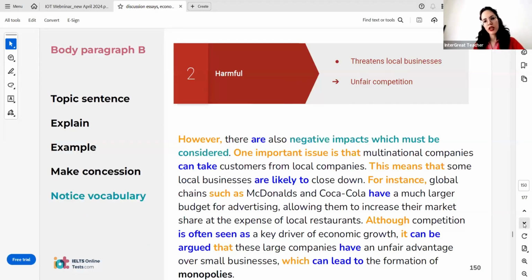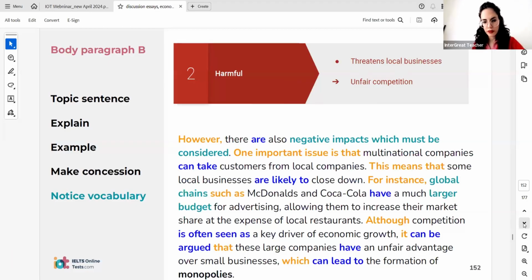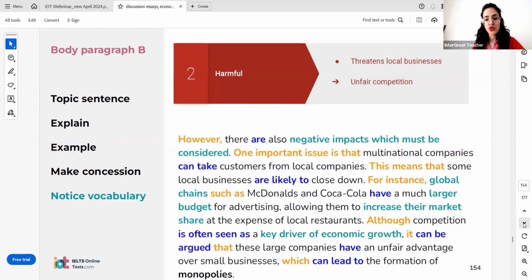Notice the vocabulary. Negative impacts, which must be considered. So I would put the must be considered part as good grammar, negative impact as collocation. Global chains, very good collocation. Larger budget, so budget meaning money, large budget, again a collocation. Increase their market share, so market share, and then it goes with the verb increase. A key driver of economic growth, so economic growth, one collocation, key driver, and knowing the word driver in this context. And also the formation of monopolies.